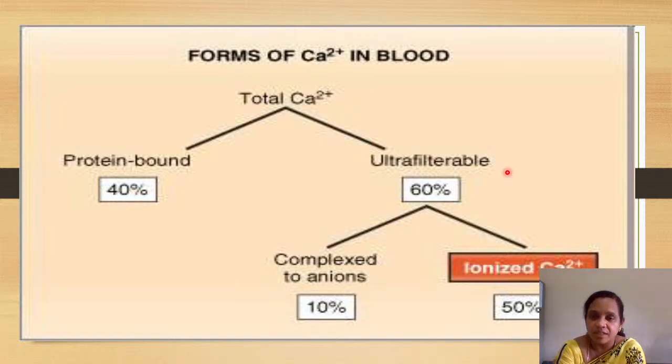Then next is the ultrafilterable fraction, that is freely available. In that 60%, 10% is complexed with other anions and 50% exists as ionized calcium. This ionized calcium is the one that is required for metabolic processes and all that.